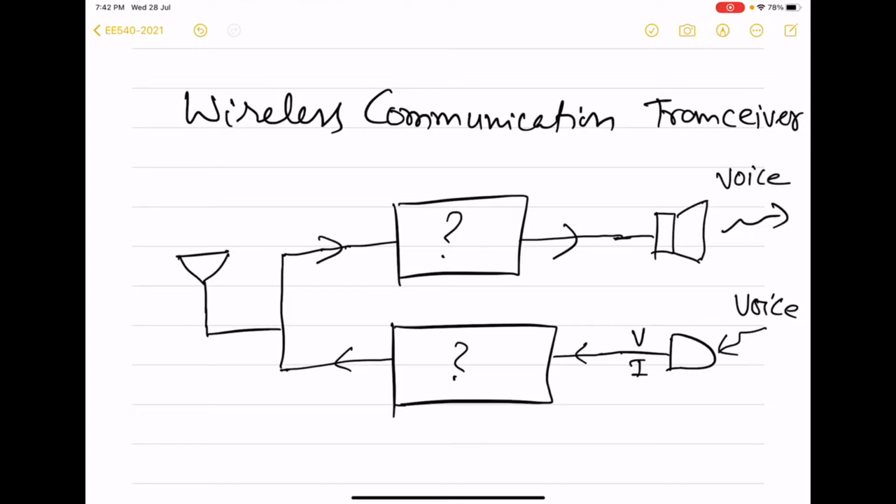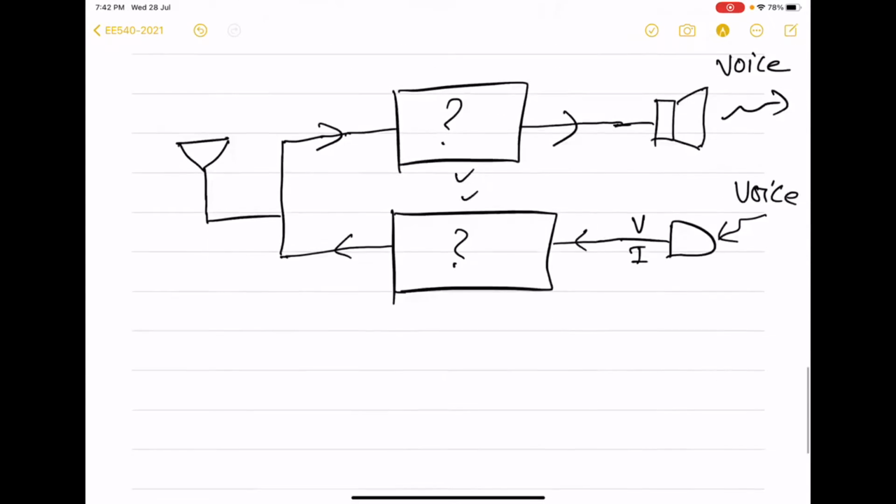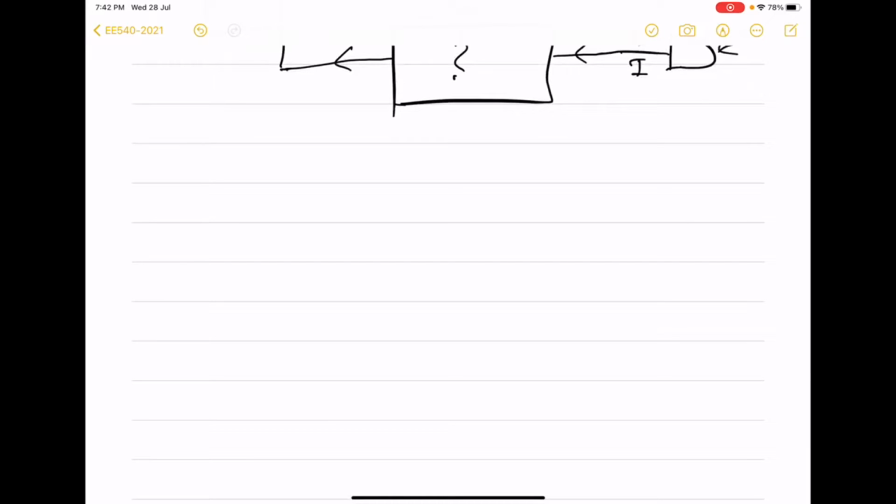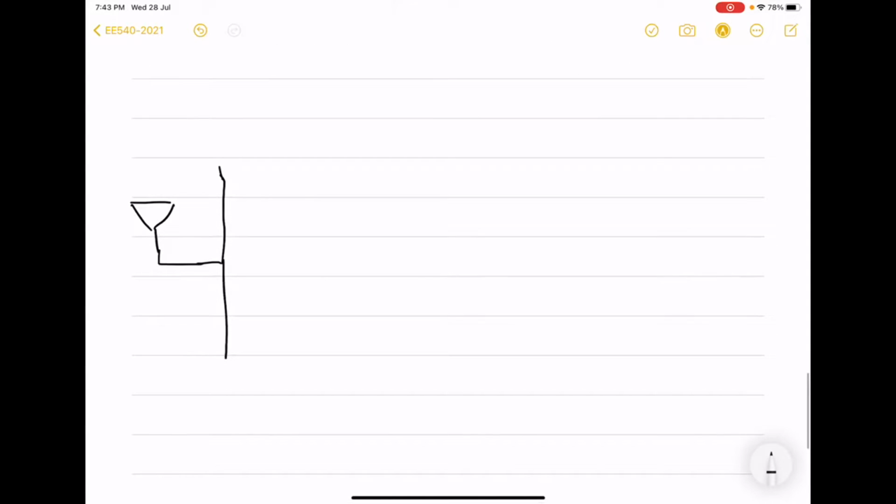Now to see what components will be there in these two blocks, we will draw the more detailed architecture of this transceiver. And that will also reveal what are the various circuits that we will be studying in this course. So the antenna part we have already seen. Antenna is of course going to be there. And now we see that there are two paths, one for reception and another for transmission.